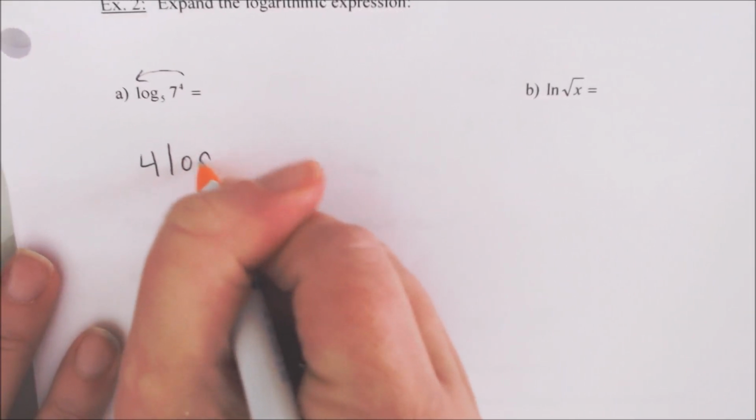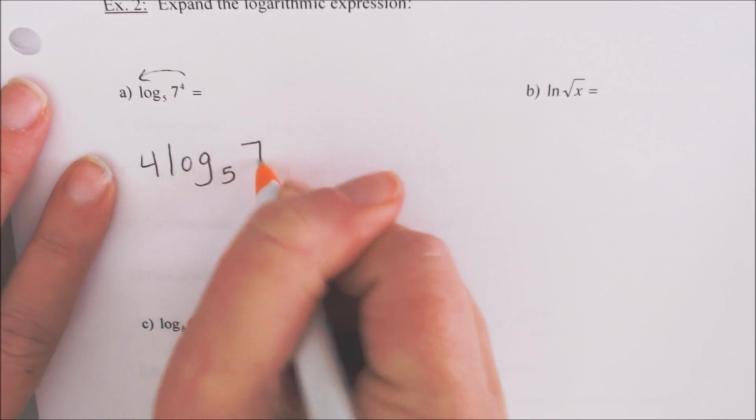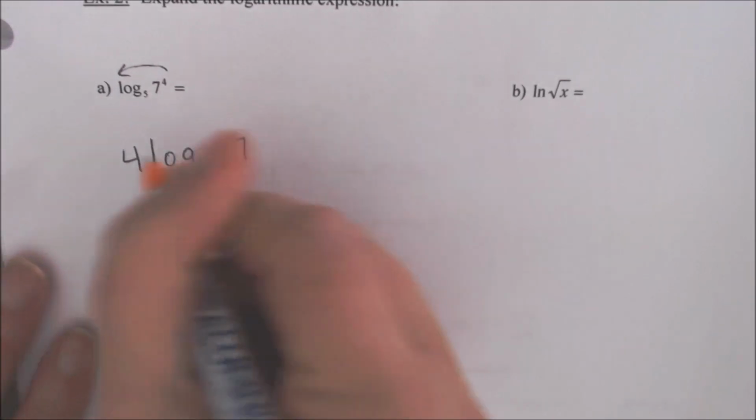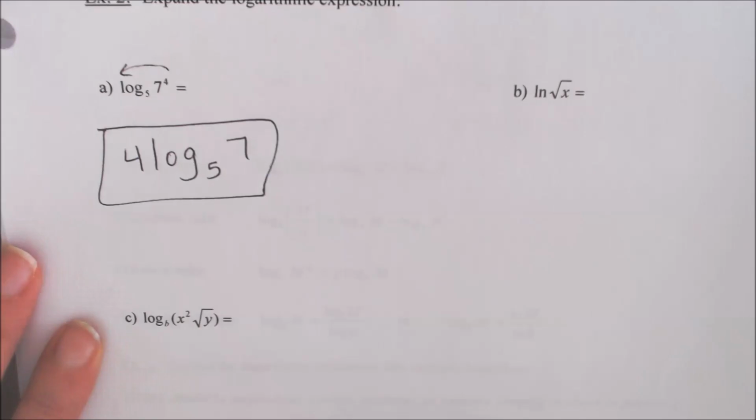So how does that apply to this question? We can take the 4, the power of 4, and move it to the front of the log. So we'll write this as 4 times the log base 5 of 7, and that's completely expanded. Can't do anything else with that.